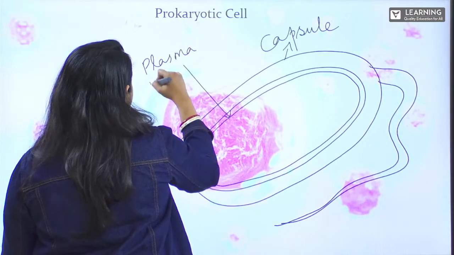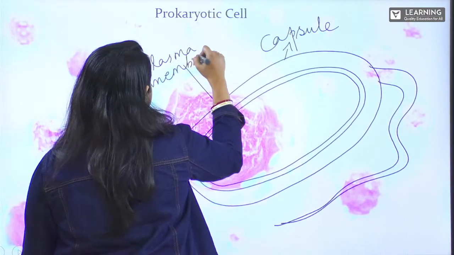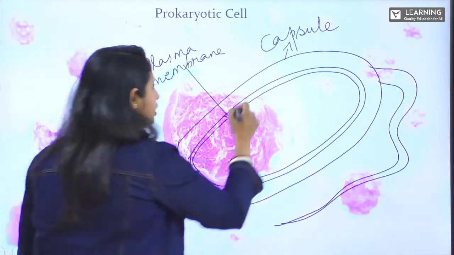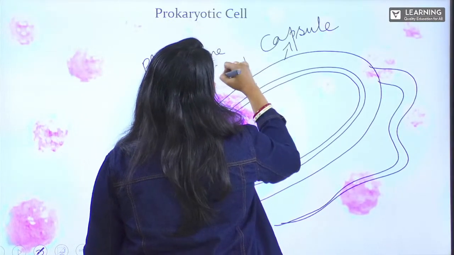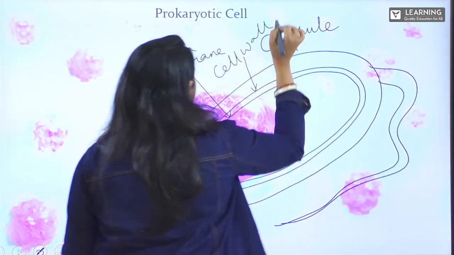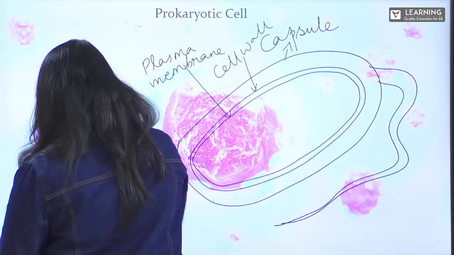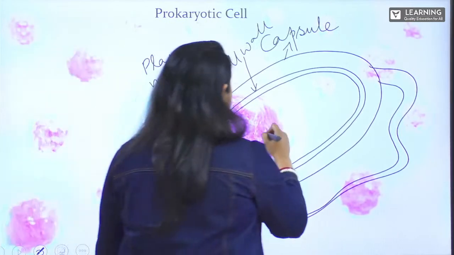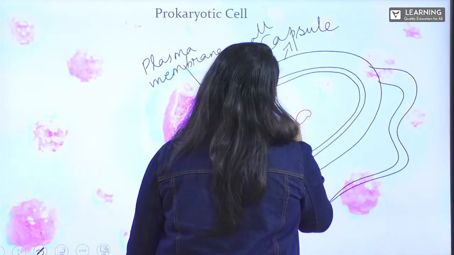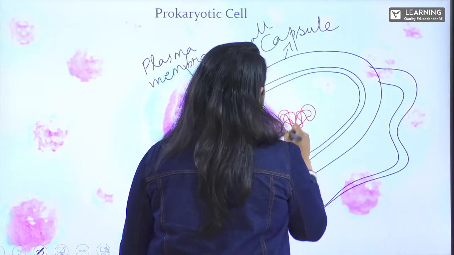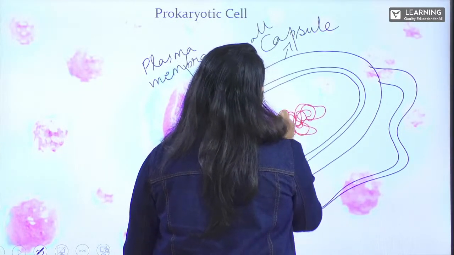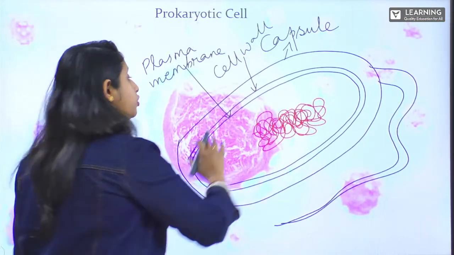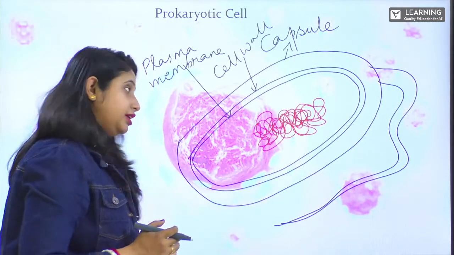Then on top of the plasma membrane, what will it have? It has the cell wall, right? So this is the cell wall. Next, it contains the genetic material. Let me take this red color. So it will contain genetic material. The genetic material is lying in the free space, and it looks like wool, right? It is tangled, not properly covered by a nuclear membrane. Clear?